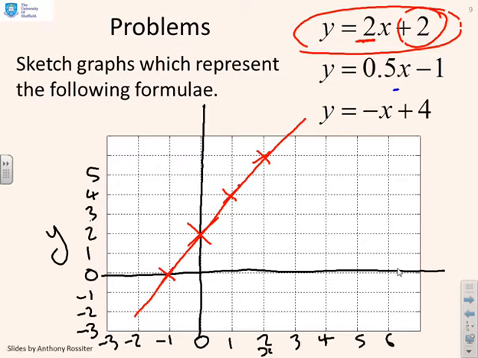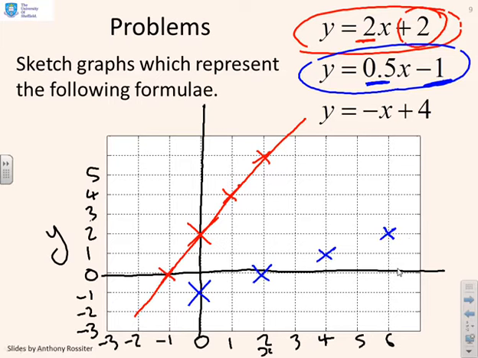What about the next one? Y equals 0.5x minus 1. So again, you see the intercept with the vertical axis is at minus 1. So we mark that there. We see the gradient is 0.5. So for every 1 along, it goes up by a half. Or it's easier to say for every 2 along, it goes up by 1. So I can mark, again, some points like this. And there is my straight line.